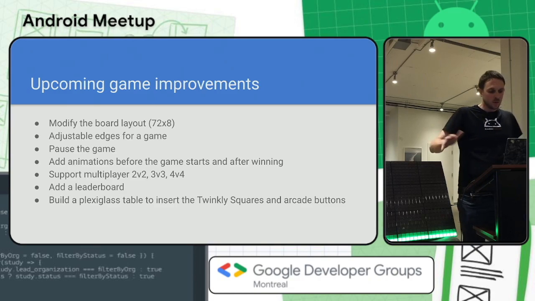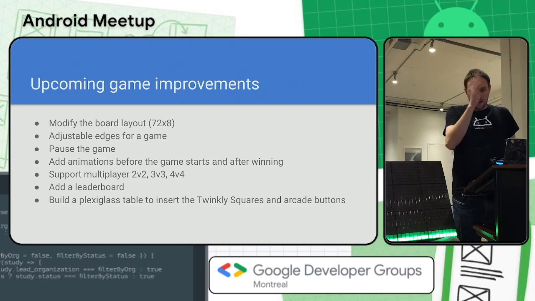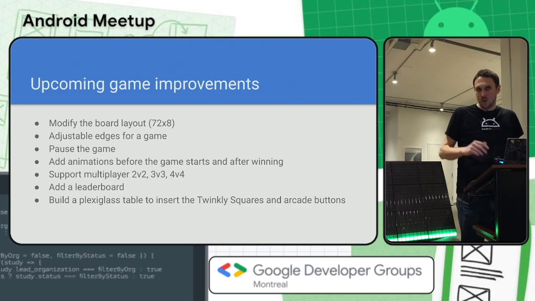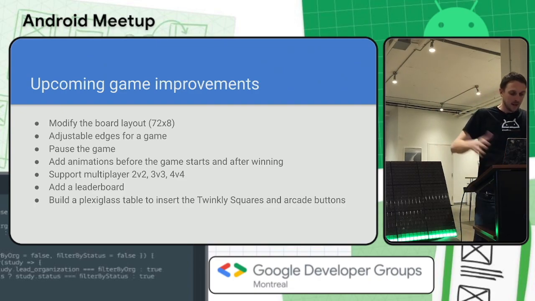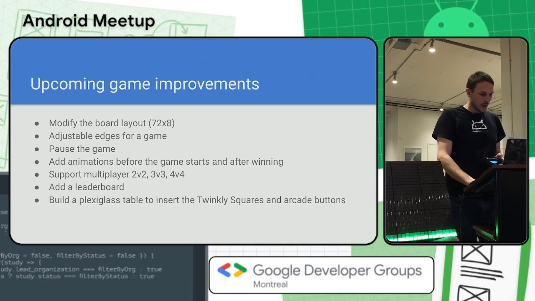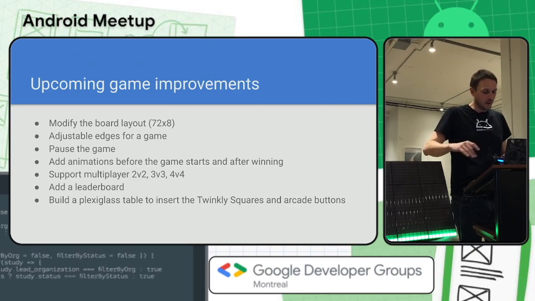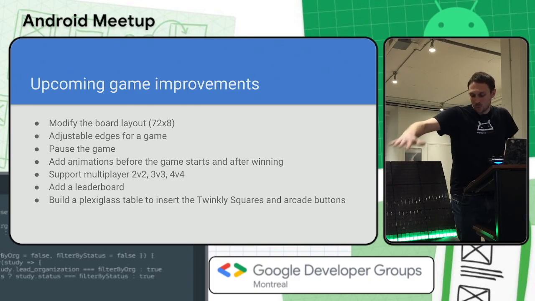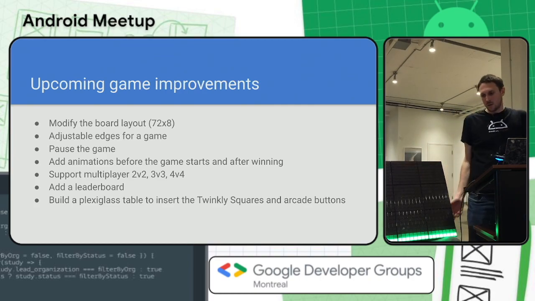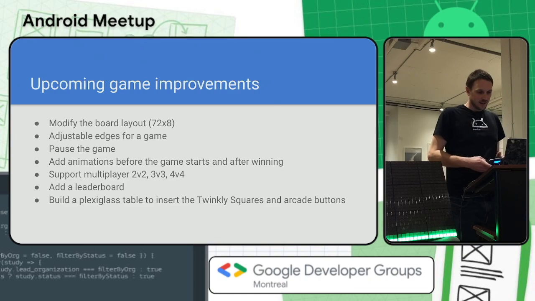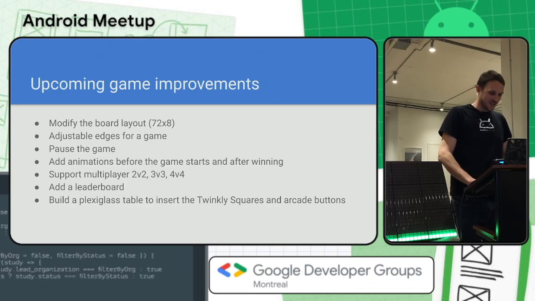Also support 2v2, 3v3, and 4v4 games in parallel, so you could have lines where you play against a player facing you, for a total of 8 players at the same time. That would be very nice. Add a leaderboard also, where you can enter your initials, like these classic arcade games. And eventually what I would like to do is build some kind of tabletop arcade with that setup, with a plexiglass table where you can put your drinks on top and the buttons could be under. So that's my idea so far.